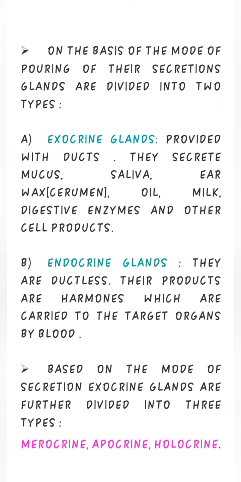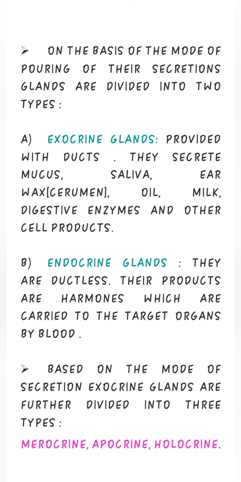On the basis of the mode of pouring of their secretions, glands are divided into two types: exocrine glands and endocrine glands. Exocrine glands are provided with ducts. They secrete mucus, saliva, earwax, oil, milk, digestive enzymes and other cell products. Coming to the endocrine glands, they are ductless. Their products are hormones which are not sent out via ducts but are carried to the target organs by blood.